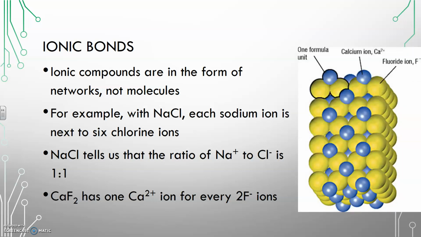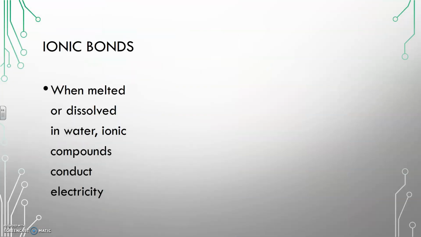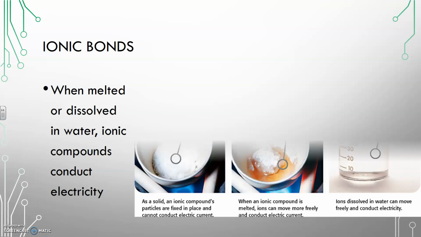And that is basically showing you how that looks. Okay, so each calcium ion actually contacts 8 fluorine ions. Okay, so when ionic compounds are melted or dissolved in water, those ionic compounds can actually conduct electricity. So it's these little tiny positive and negative particles floating around in the water, because the water will actually separate the ions. Okay, it pulls the network apart.